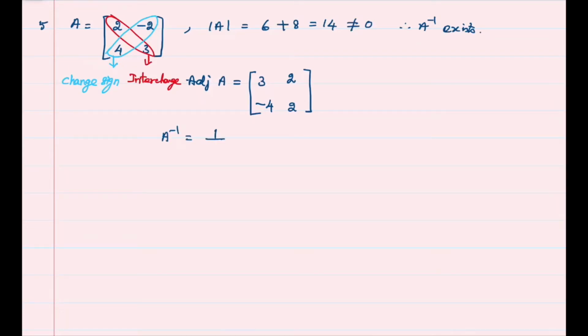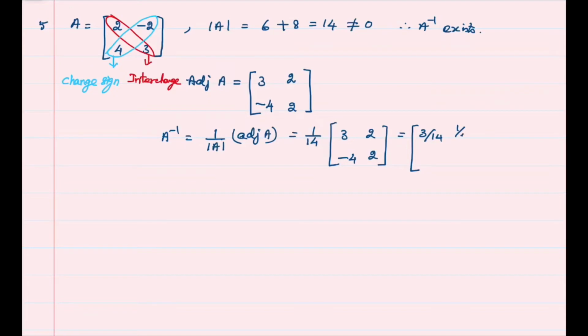A inverse is equal to 1 by determinant of A into adjoint of A. Determinant value is 1 by 14 and adjoint is 3, 2, minus 4, 2, which is equal to 3 over 14, 1 over 7, minus 2 over 7 and 1 over 7. Or we may leave the answer in this form.